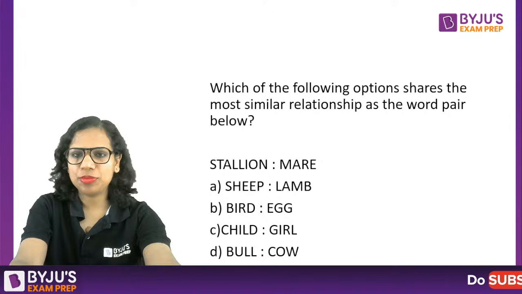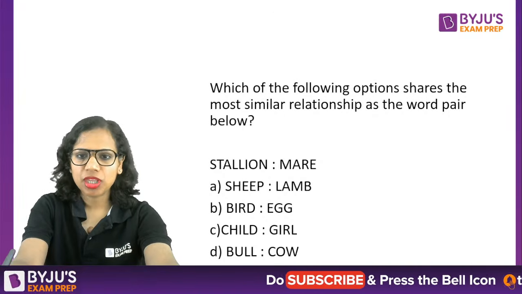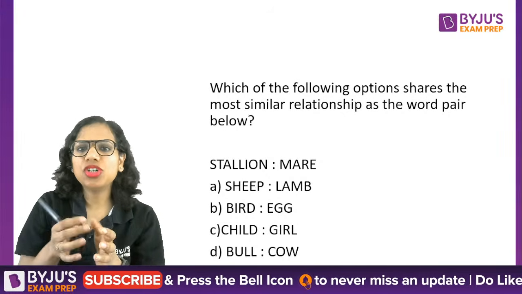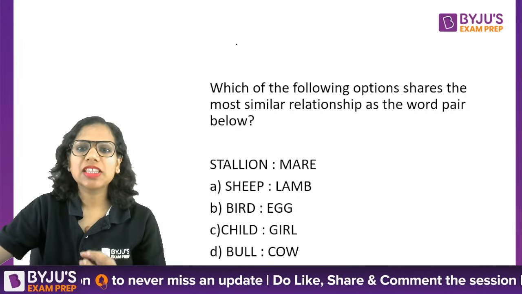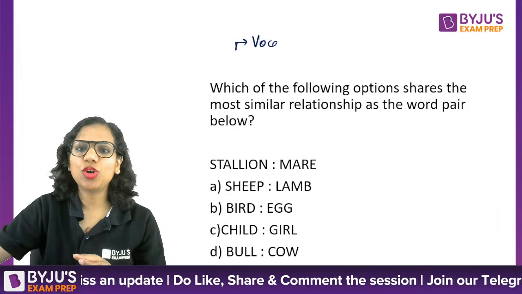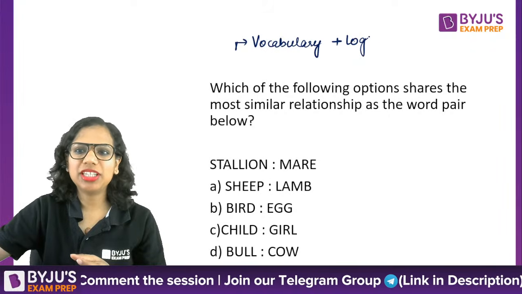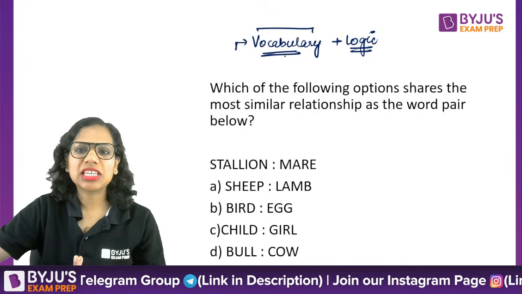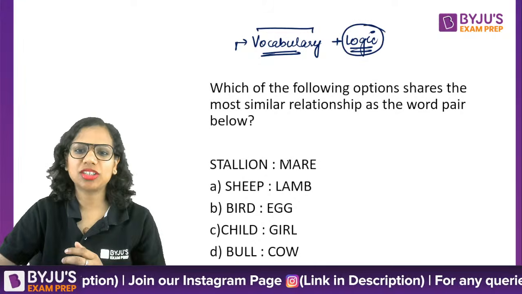Sheep is to lamb. So the young one of a sheep is a lamb. Bird is to egg. Bird lays eggs. So in analogy questions, it's important that we also know these relationships. Actually, these questions are a combination of vocabulary and logic. Just knowing a rough meaning of the words is not enough. You should also know how they are related to each other.